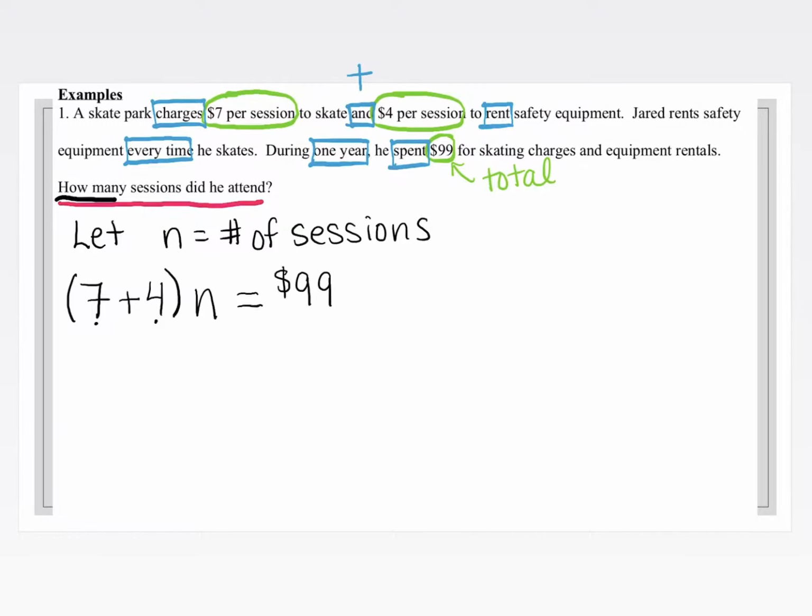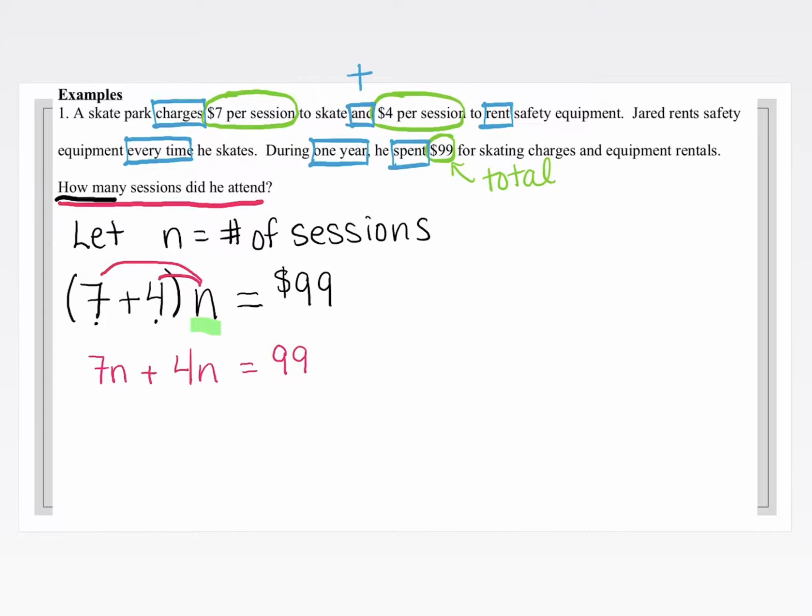Now, using this equation, we can solve. We want to solve for a variable here. We can use what we learned in topic 1 about our different properties to solve this. So for instance, we can use the distributive property. n times 7 gives us 7n, plus n times 4 gives us 4n, and this is equivalent to 99.